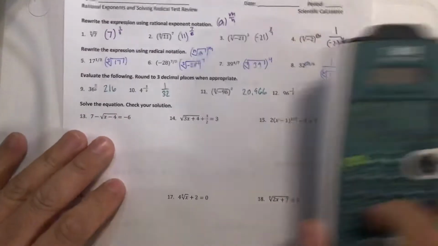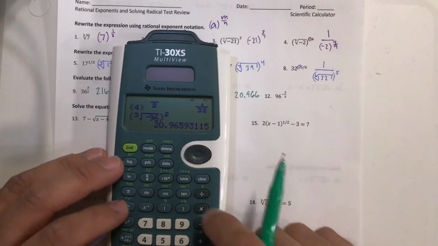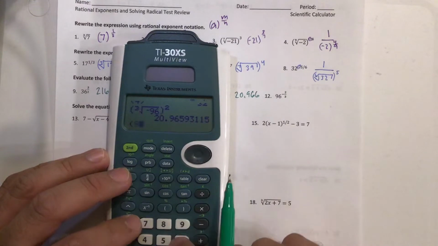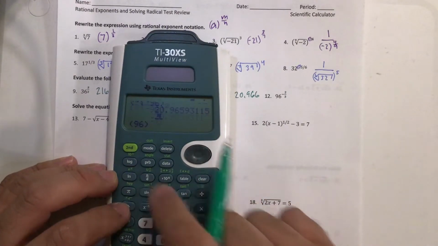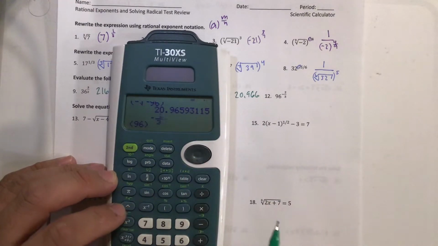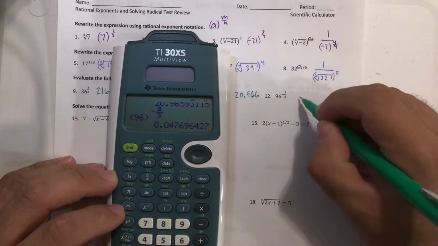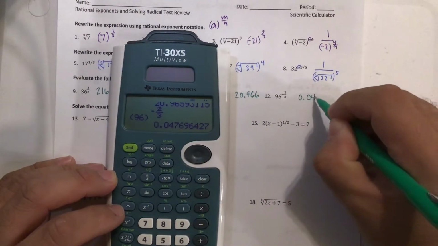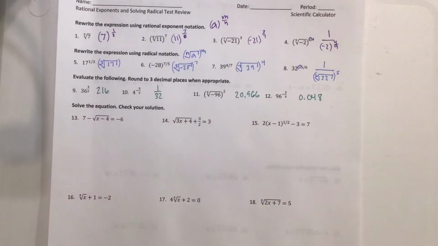All right. And for the last one here, 96 to the negative 2/3, so parentheses, 96 raised to the negative n over d, 2/3. And 0.0476, which would be 0.048, the 6 rounds the 7 up to an 8. All right, on to the next one.